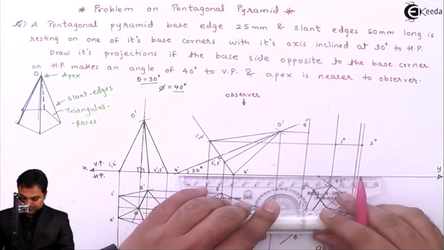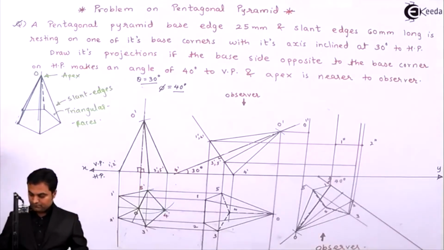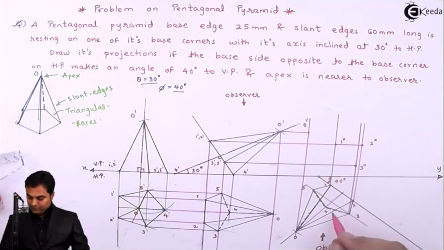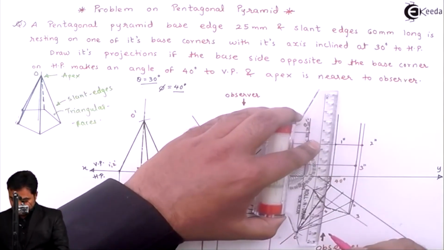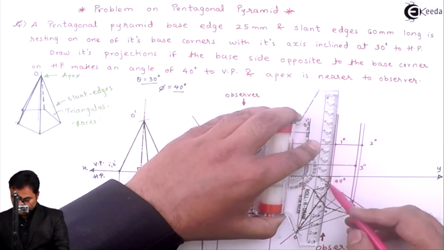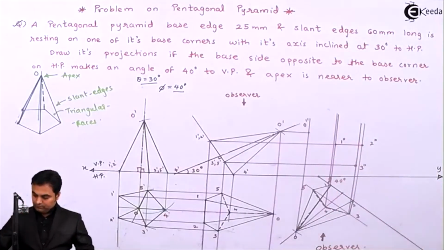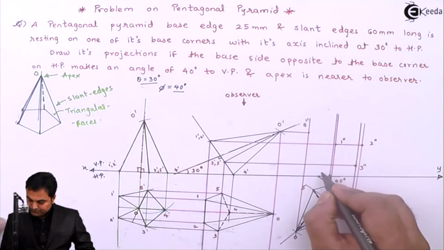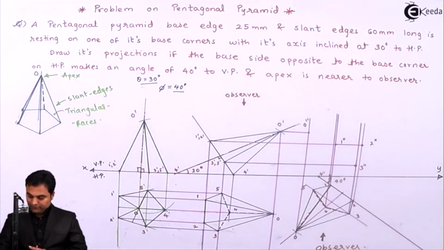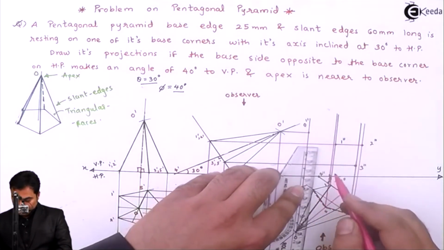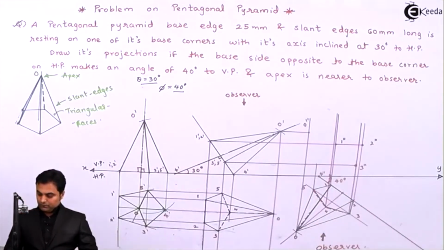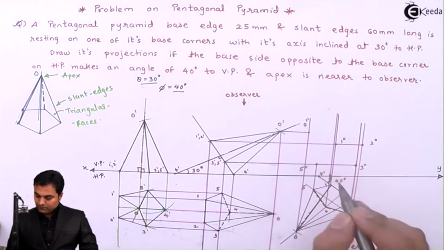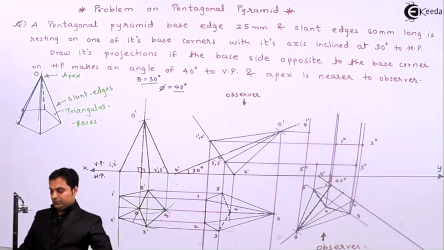Then point 3 will be projected, point 3 double dash. Next, point 4 will be projected just behind point 1, and here there is point 4 on the XY line, so 4 double dash. At last, point 5 will be projected up, point 5 double dash. Now I need to join the points in proper sequence.